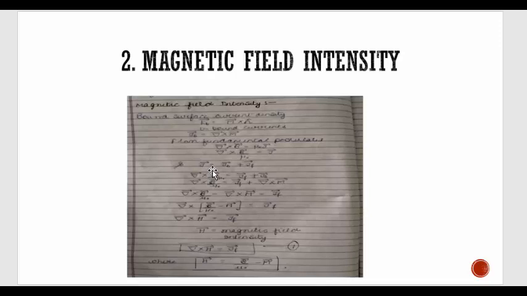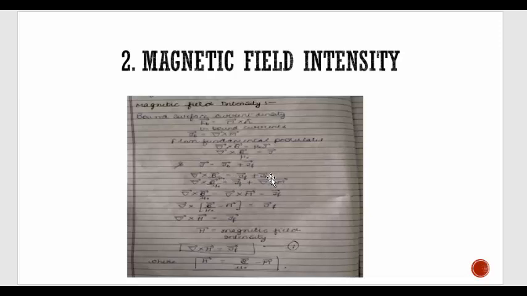J is a volume current density, and the total J is equal to J_b vector plus J_f vector. That means volume current density due to bound current and volume current density due to free currents. So del cross B upon mu naught is equal to J_f plus J_b. Here the value of J is this, and here, so simply we equate these two equations. After equating we get del cross B upon mu naught is equal to J_f plus J_b.